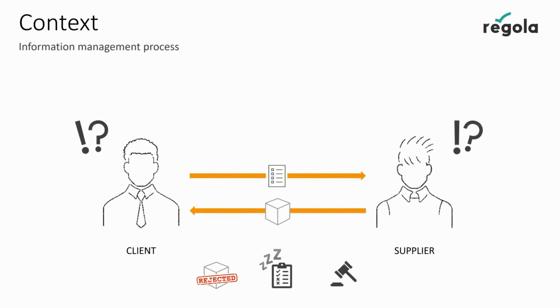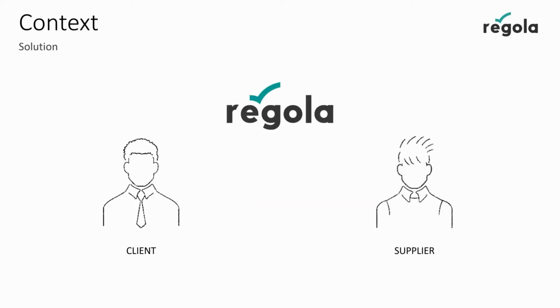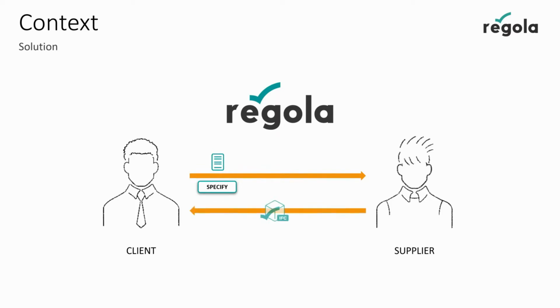To help solve all these problems, we created a platform called Regola. Regola is a web-based platform that allows users or clients to specify their information requirements and to share them with their suppliers. The suppliers can check their IFC models against the specification provided by the client, and the same can do clients when they receive the models. The ultimate goal is to provide clear visibility over a specification plus a validation capability available to both parties. This will allow to produce high-quality BIM models.